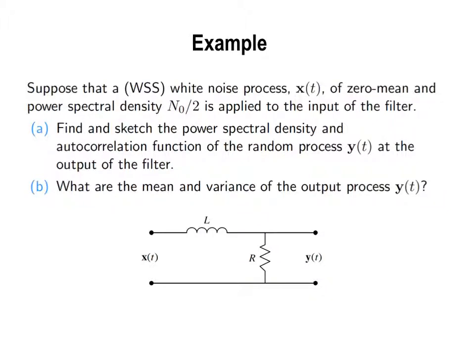Let's try to do this example. Suppose that a wide-sense stationary white noise process. So this is your additive white Gaussian noise. So you are building this circuit, and then the input to this circuit is noise, okay? And that noise has a zero mean. Before going into that, so that things would make sense, I would prefer that we discuss the two properties of noise.